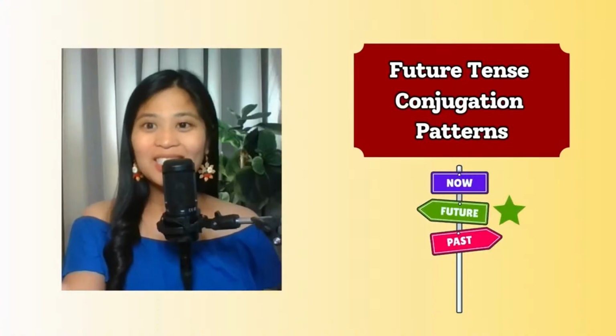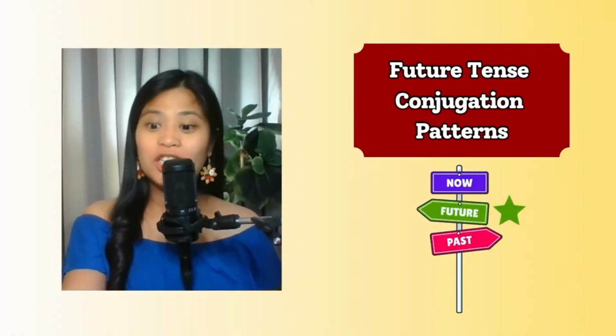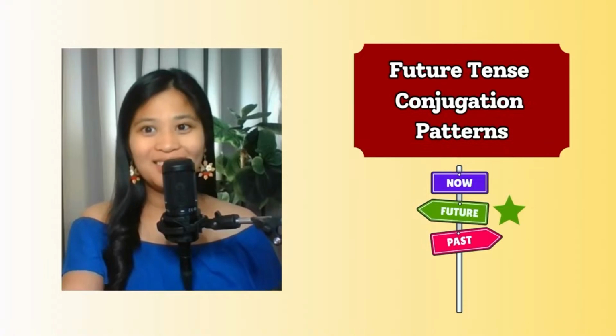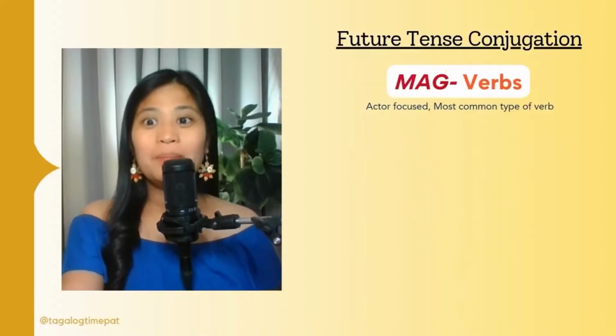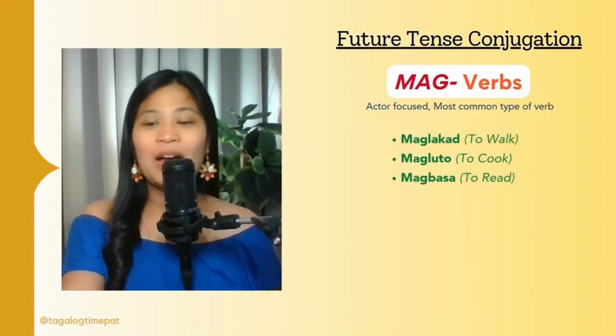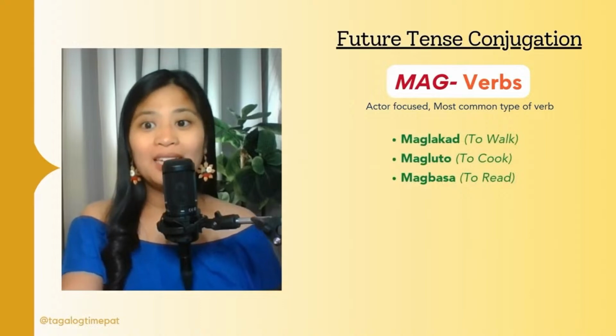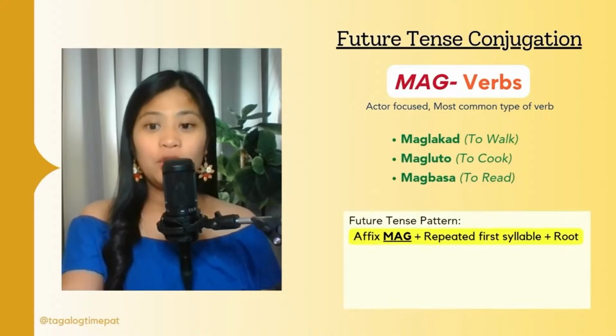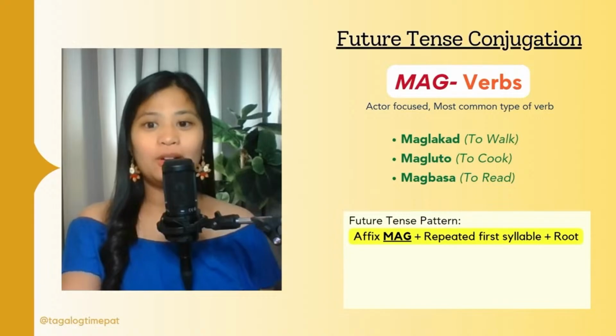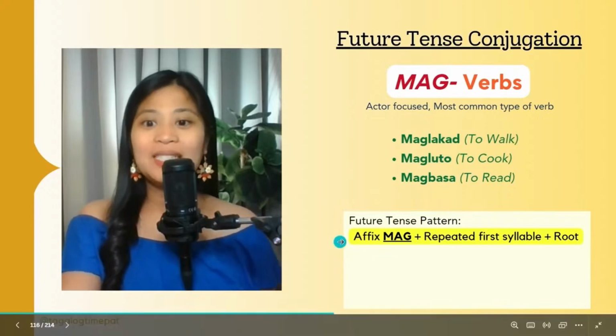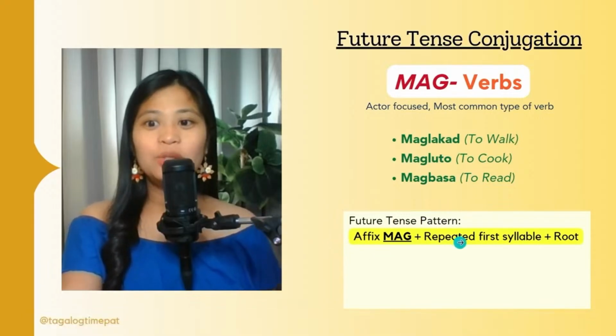Alrighty, now let's go ahead and jump right into the future tense conjugation patterns of these verbs. Let's start with mag verbs. Again, our mag verbs are maglakad to walk, magluto to cook, magbasa to read. Now in the future tense, this is the pattern. Now it's the affix mag, then there's a repeated first syllable, and then the root.